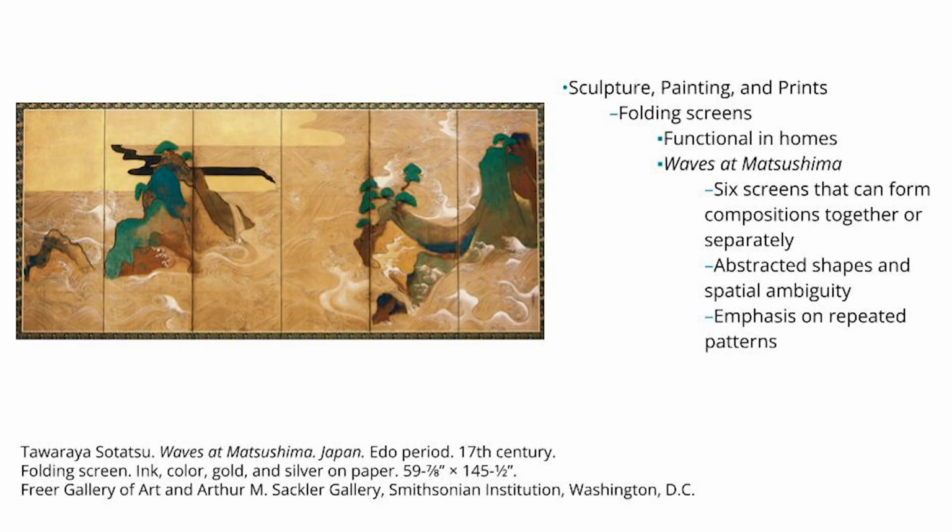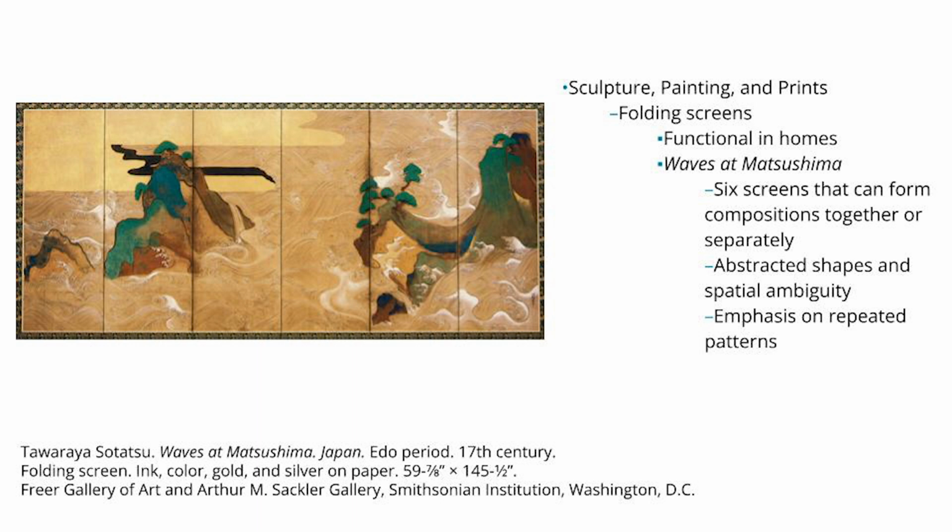Now, more examples of painting in Japan. We start seeing a lot of folding screens. And this is specifically because they were functional in homes to serve as a sort of partition between spaces, to provide a little bit of privacy, or just to divide a space and make it feel like two separate rooms in a way. This example is Waves at Matsushima.